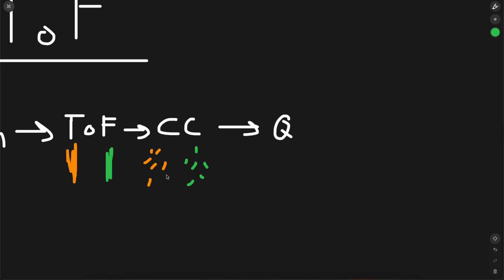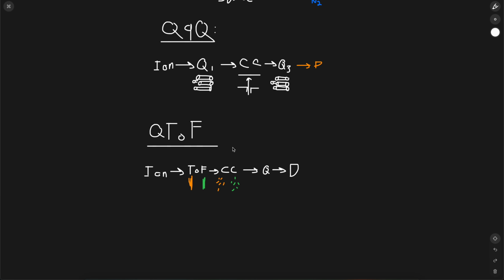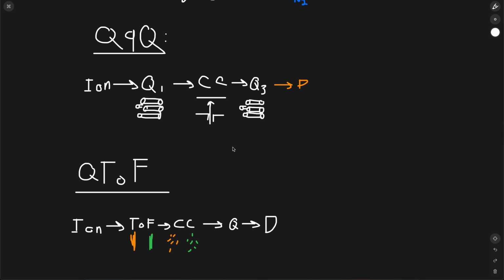Again, this is happening at a very, very small time scale, like milliseconds. And then the orange will get to the quadrupole, and it will begin to undergo all the mass analysis and separation. And evidently, they're all going to hit the detector at different respective times, but first the green, and then secondly the orange. Okay, so hopefully you can see the differences. The only difference between the two is that there's no time of flight in QQQ, but in QTOF there is a time of flight mass analyzer.